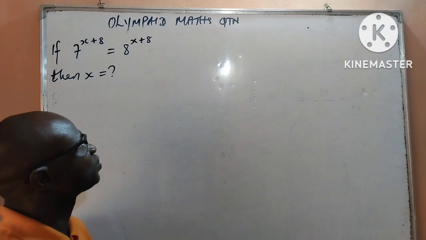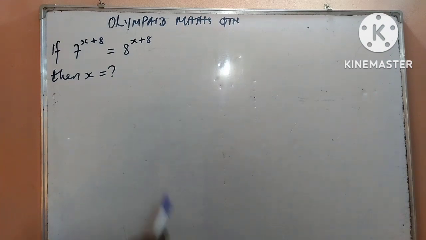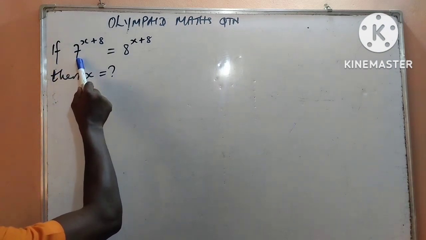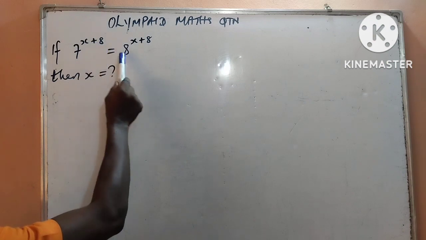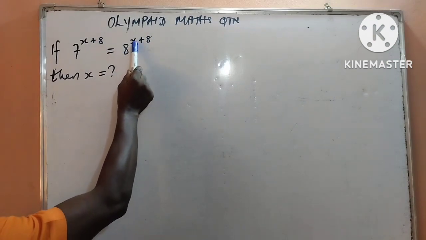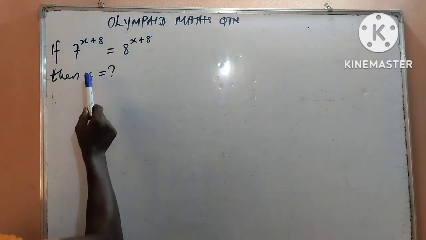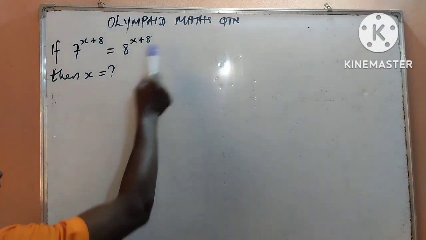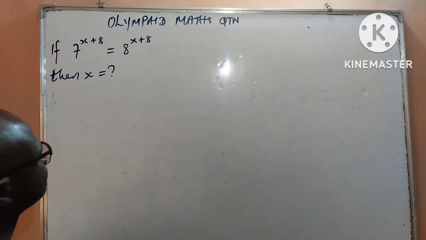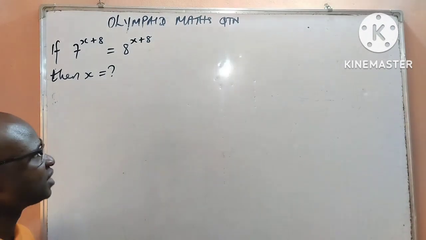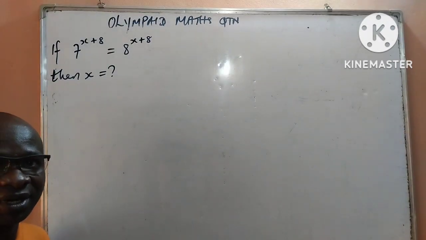In today's math class, we have on the board: if 7 to the power of x plus 8 is equal to 8 to the power of x plus 8, then we should find the value of x. This is an Olympiad math question. I encourage you to watch to the end. It is going to be a brief video.